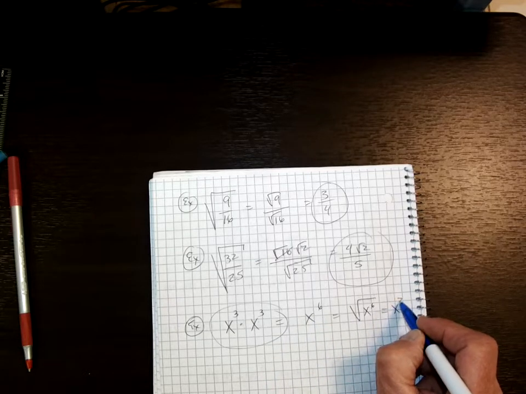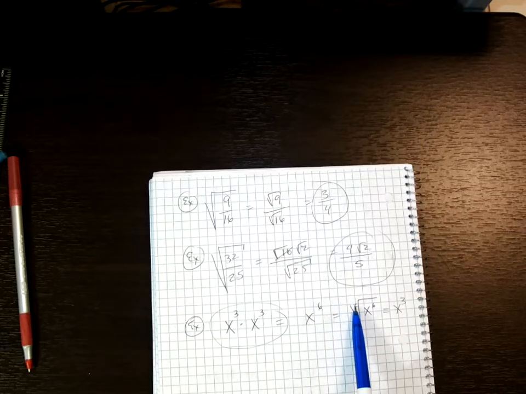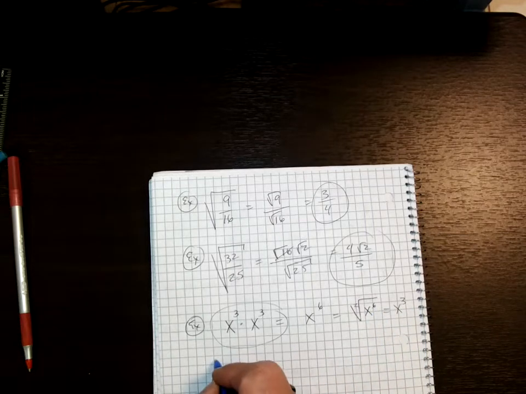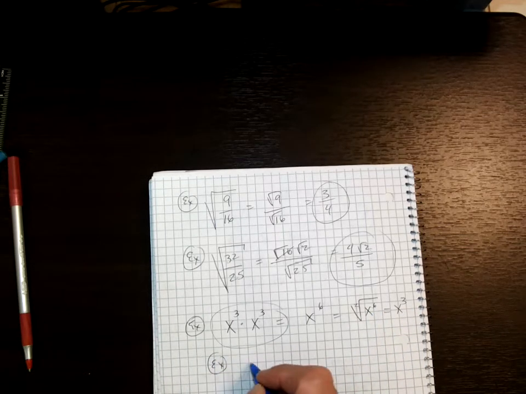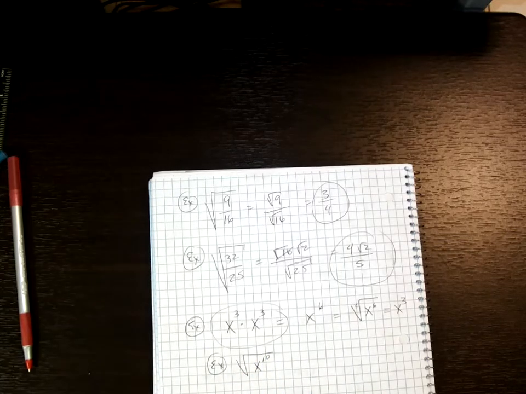Because there's an invisible 2 here, what I want you to remember is it's like a 1/2 power. So I want you to take half of your exponent. If you take half your exponent, it goes straight to it. Okay, so let's look at another example. If I had the square root of x to the 10th, it's easy.